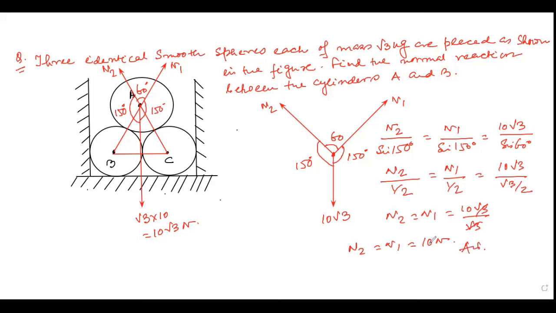This is the answer. So the normal reaction between the cylinders A and B is 10 Newton. So this is the technique to solve the problem.